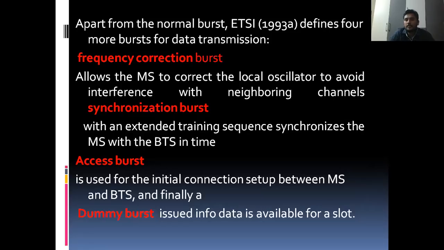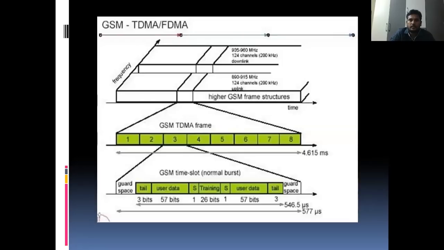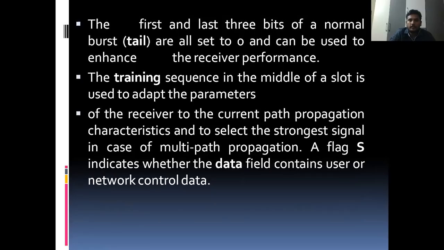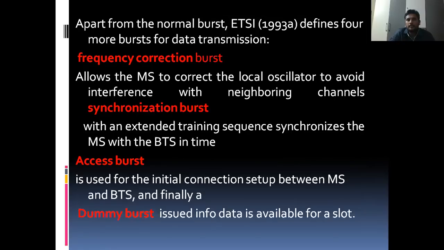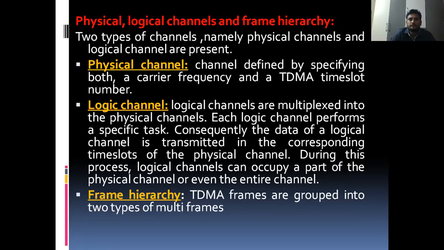So coming to the final one. The final one is the dummy burst. Here the information data is available for a slot. It carries information data which is available for an exact clock. So these are the bursts, and besides the empty burst and the tail burst, there are four other bursts in the data transmission.